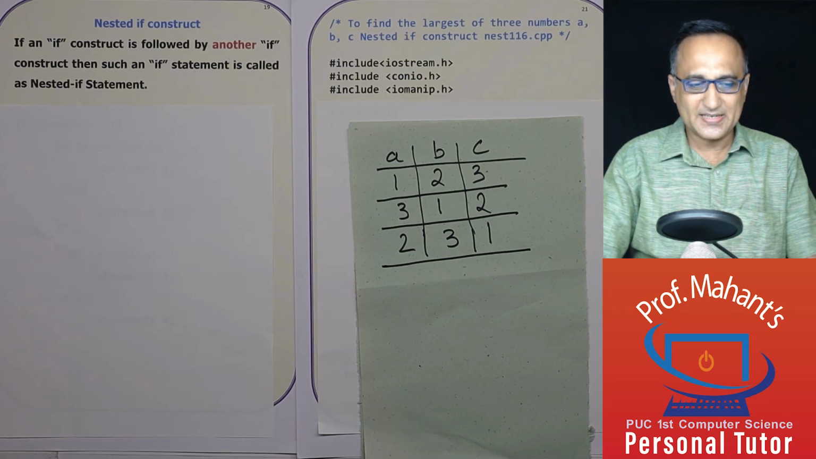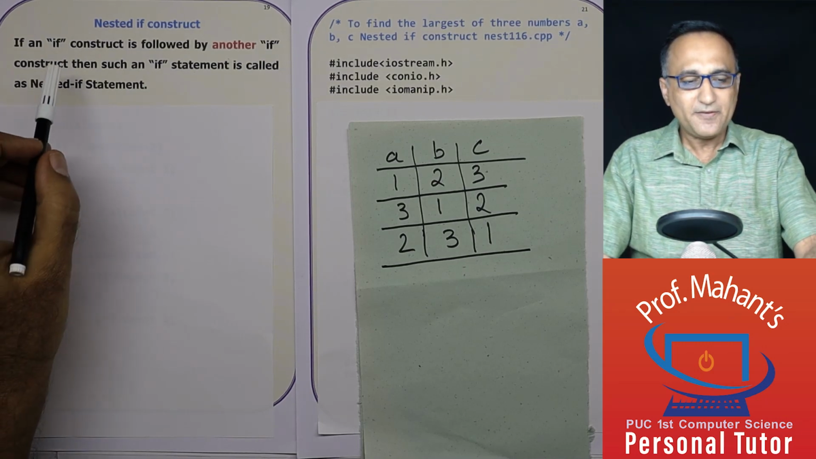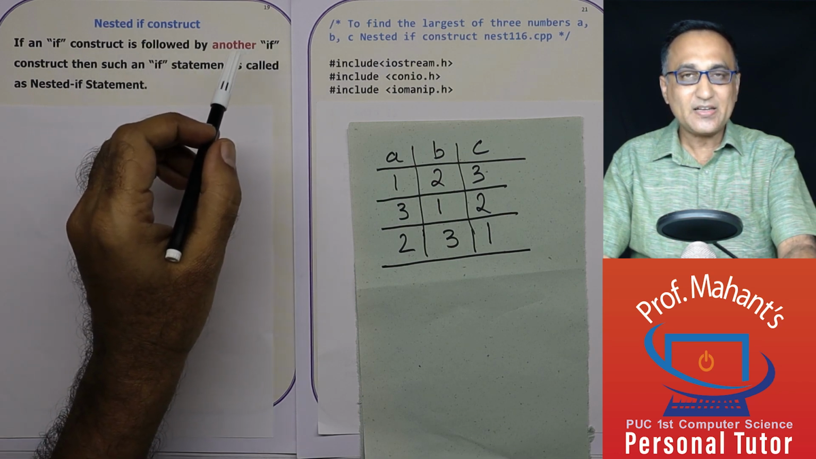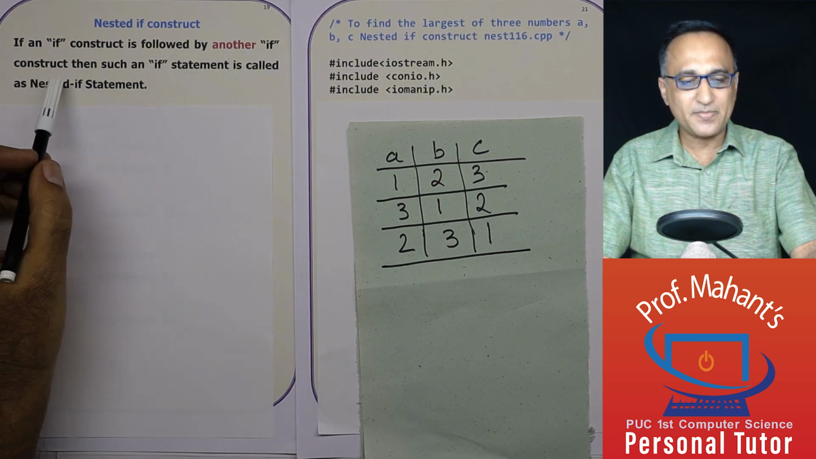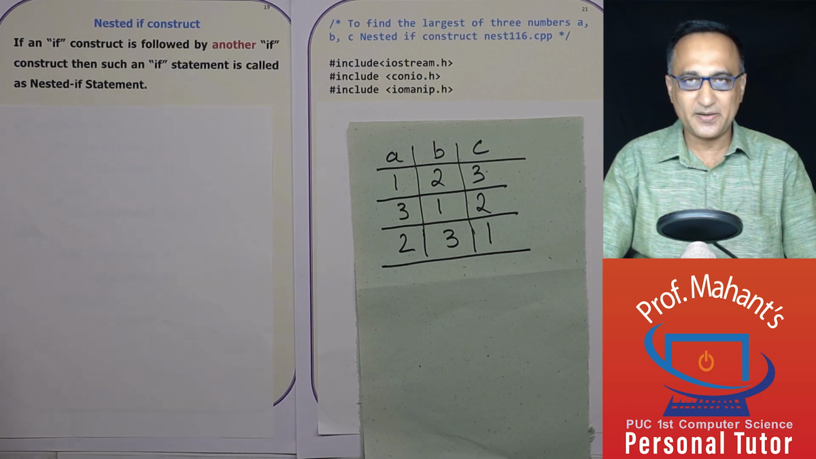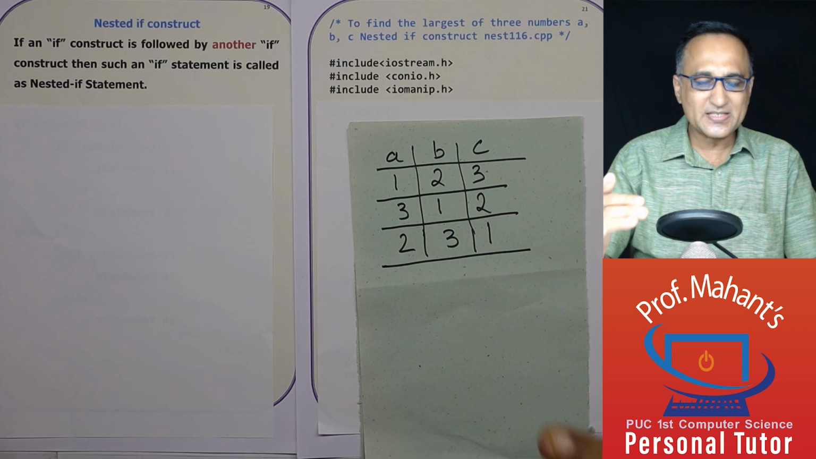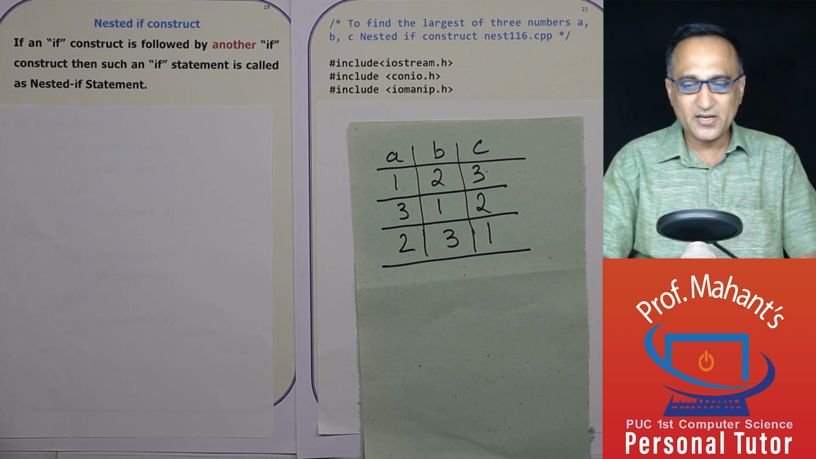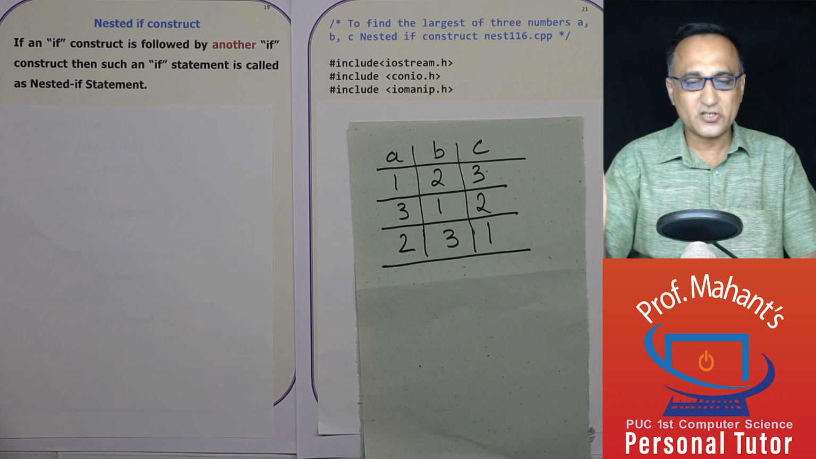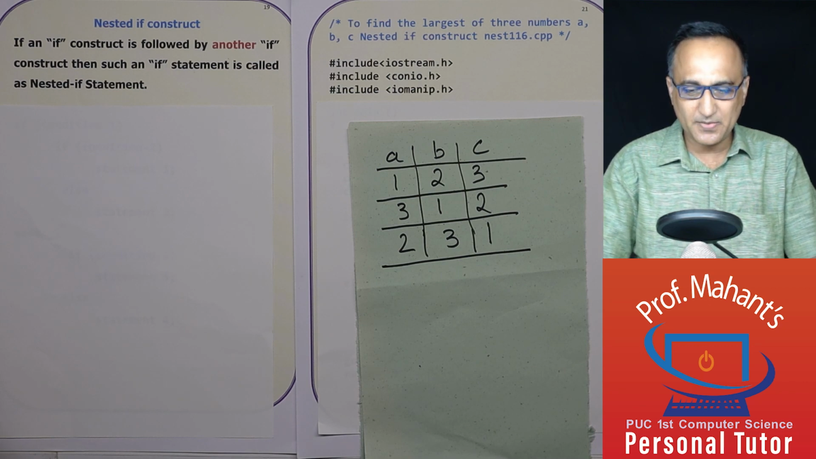Nested if construct. If an if statement is followed by another one or more if statements, then such an if statement is called a nested if statement. The best way to understand this definition is to first take a look at an example and then look at the dry syntax or the structure of the nested if statement.